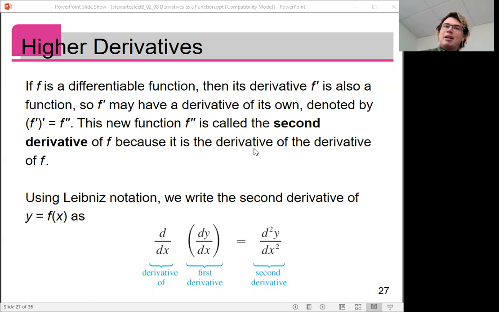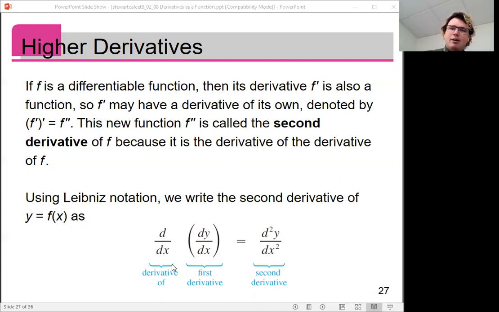In terms of my original function, f is the function I started with, and f double prime is going to be the second derivative of f, because that's how many times I've calculated derivatives. Now, if you're going to use the Leibniz notation, then I'm starting out with the first derivative of the function, which is my dy on dx, and I'm applying the differential operator a second time.